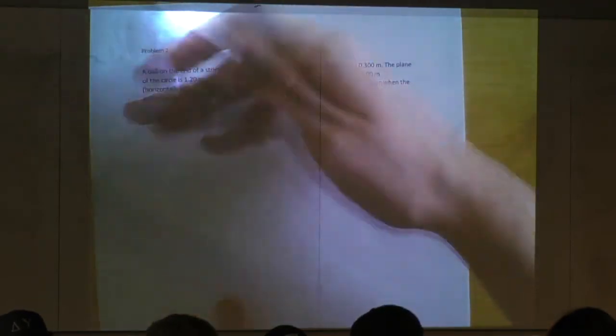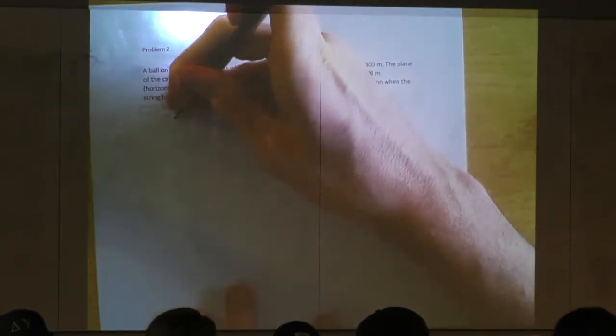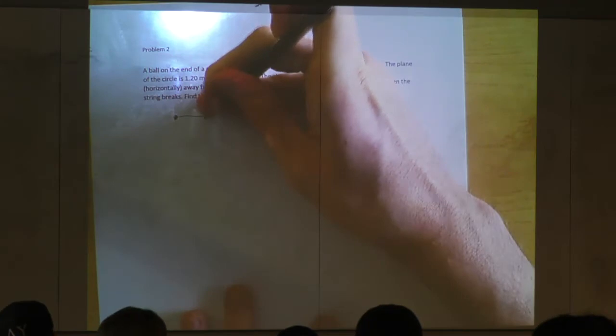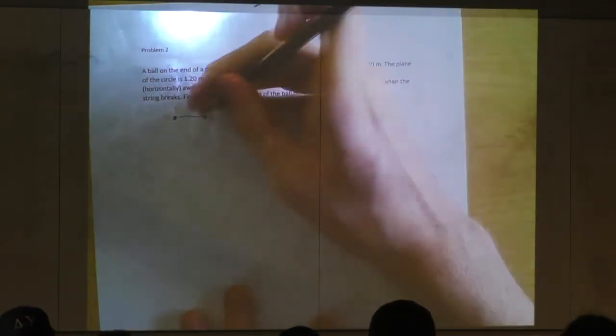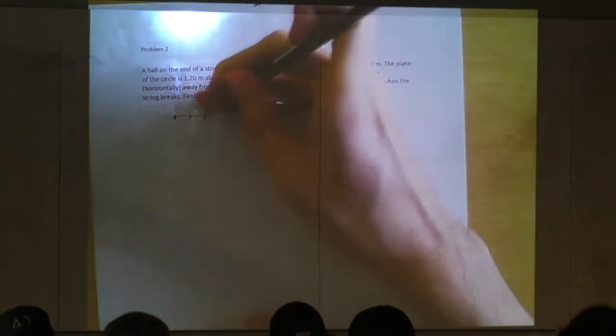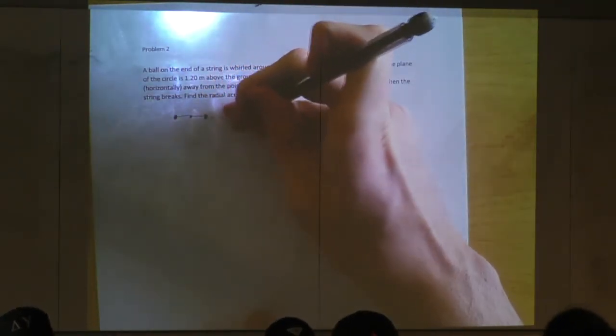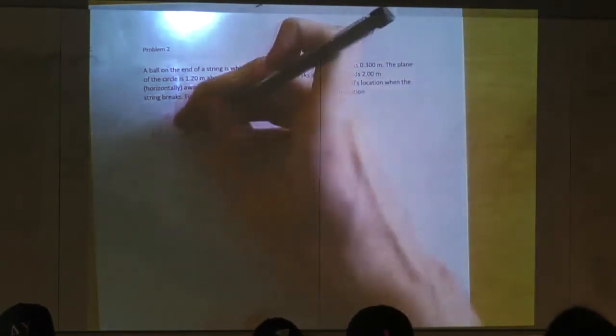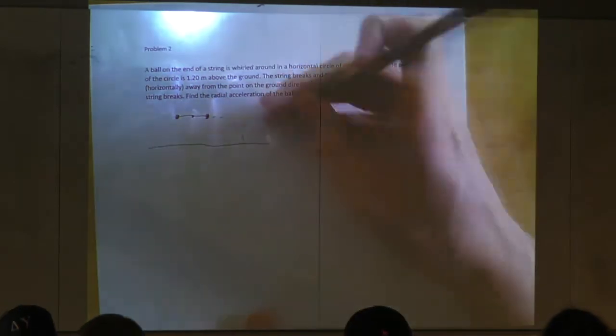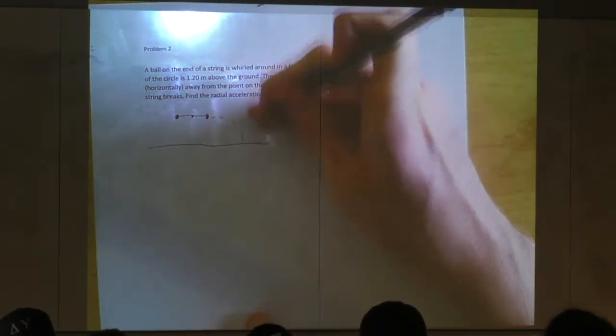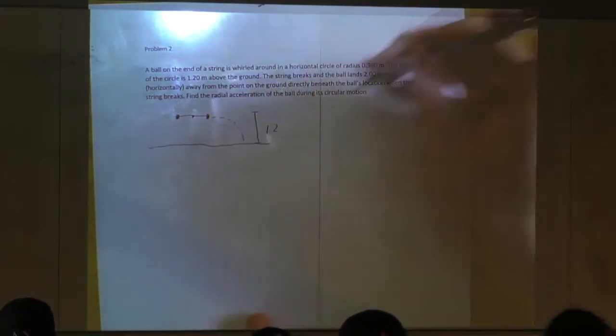So if this is our plane where our object is rotating, so our object is rotating up here somewhere around a point. It's saying that at some point here this snaps and our ball goes like this and falls to the ground. Tells us this distance is 1.2.